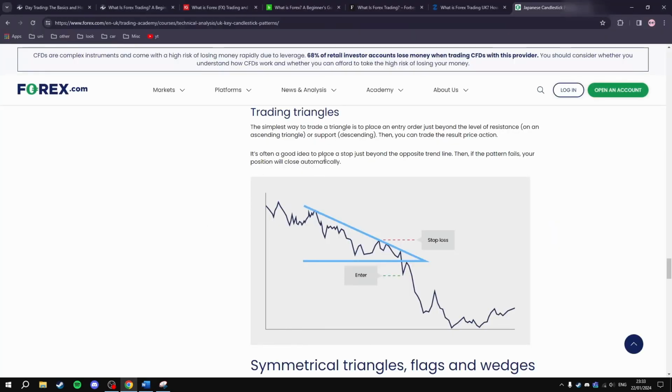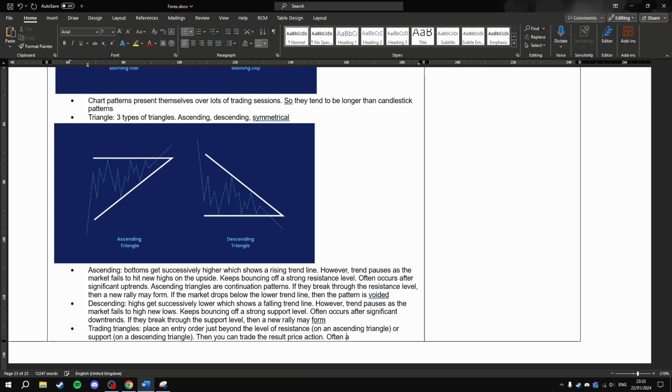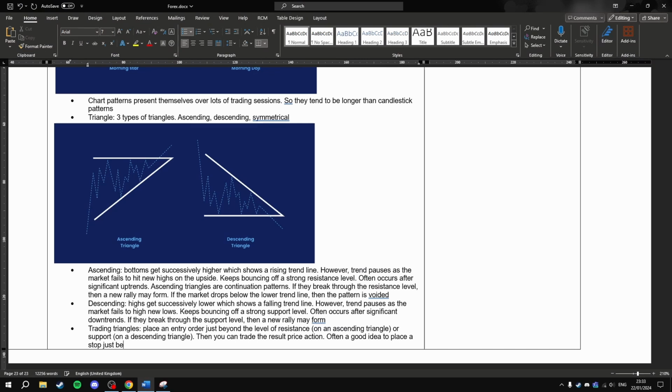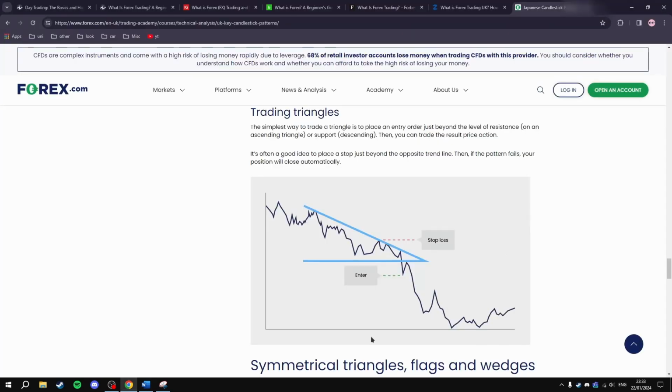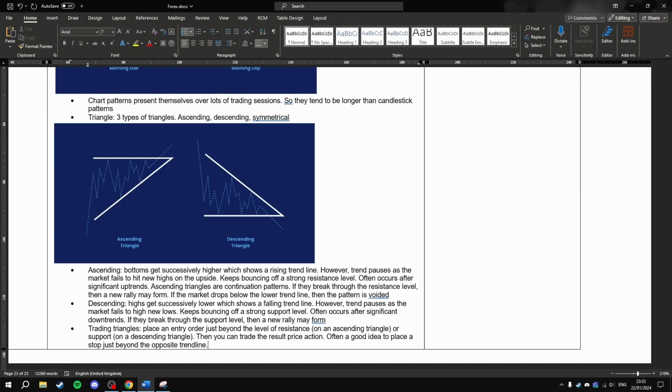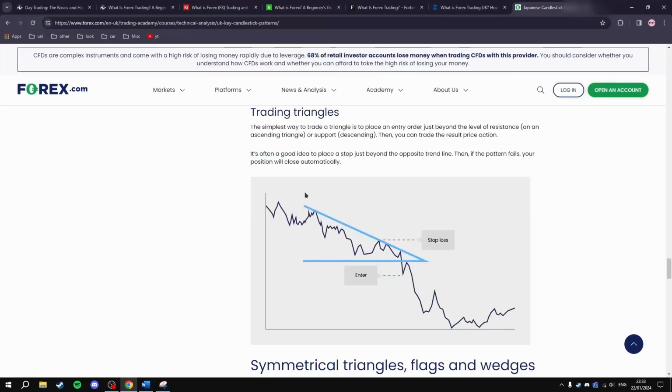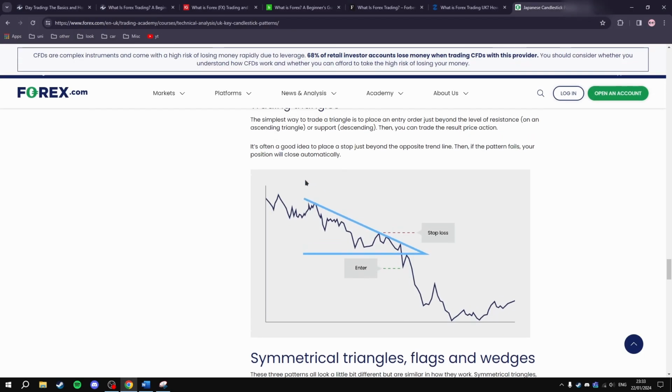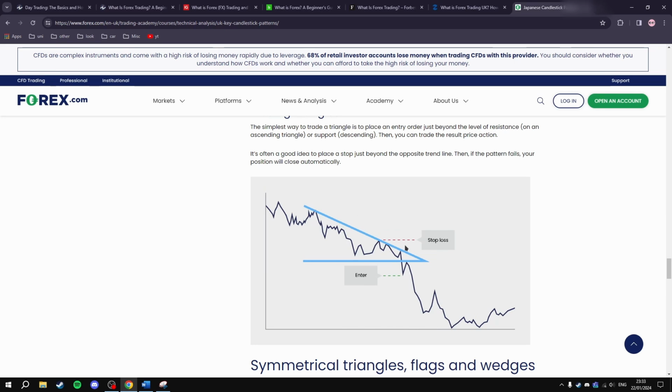It is often a good idea to place a stop just beyond the opposite trend line. Then if the pattern fails, your position will close automatically. Opposite trend line, also where the slant is, basically.